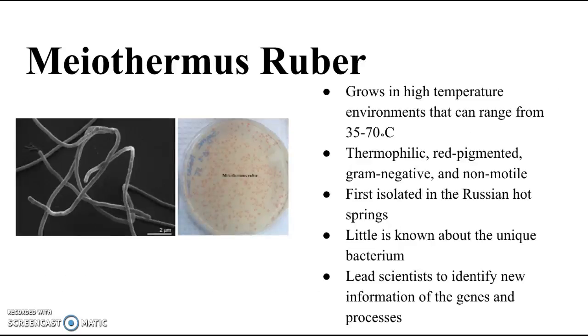Meiothermus ruber is a unique bacterium in which it grows in high temperature environments that usually range from 35 to 70 degrees Celsius. And not only is it thermophilic, but it is also red pigmented, gram-negative, and non-motile as well. M. ruber was first isolated in the Russian hot springs, and unlike E. coli, there is little known information about M. ruber. While E. coli has over 30,000 sources available, M. ruber has only 28 publications.